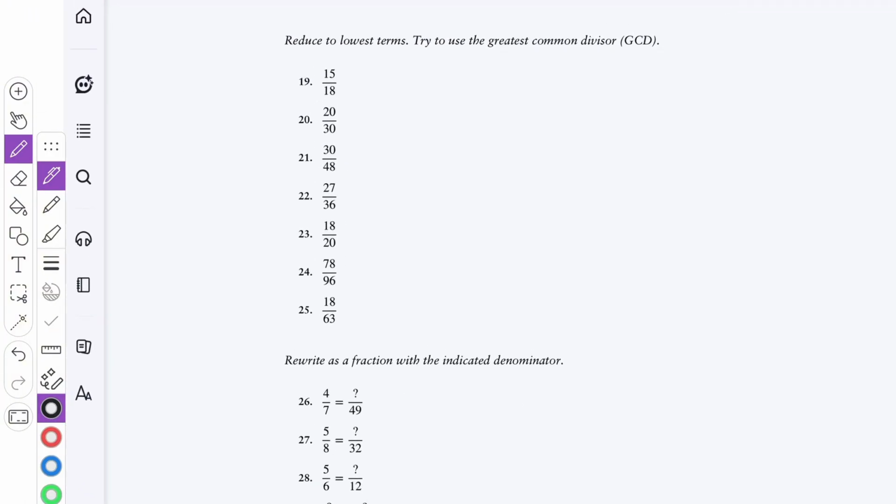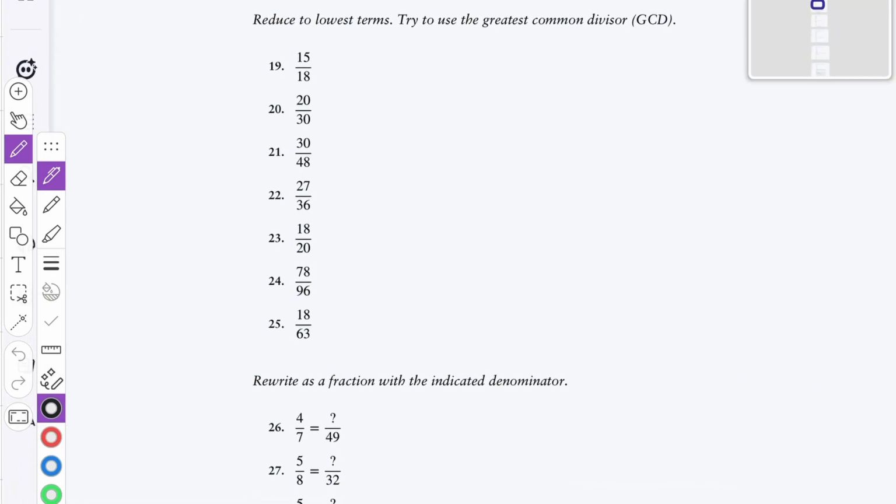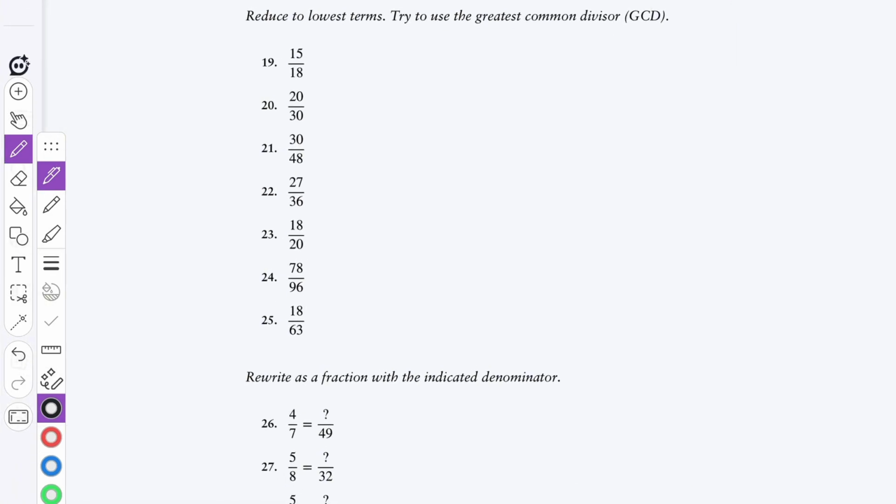All right, reducing to the lowest terms. I'll do more of these. I just noticed that students have a little bit more trouble with these. So what you have to do is think, what is the biggest number I can divide into the numerator and the denominator? And for this one, it would be 3. So 15 divided by 3 would be 5, and 18 divided by 3 would be 6. This would be 2/3, right? Because I can divide 10 into both of those. This one would be 6, so I would get 5 over 8.